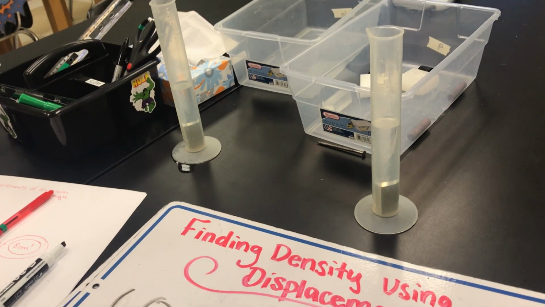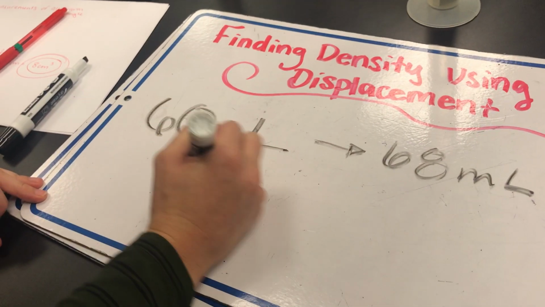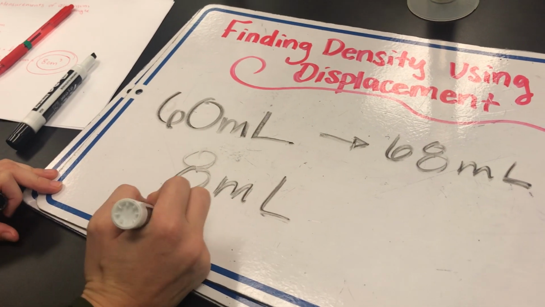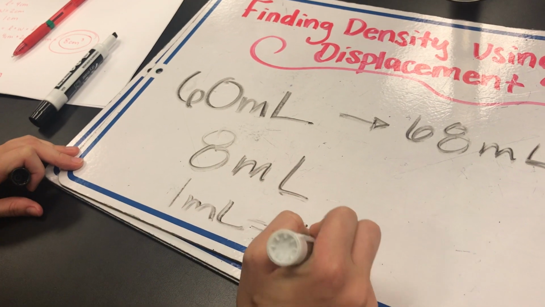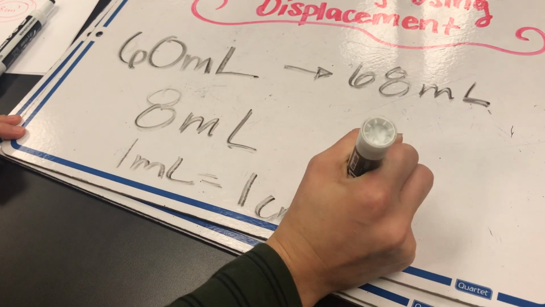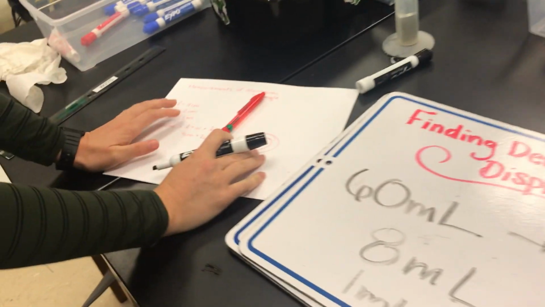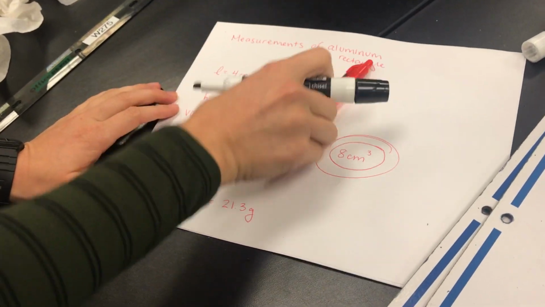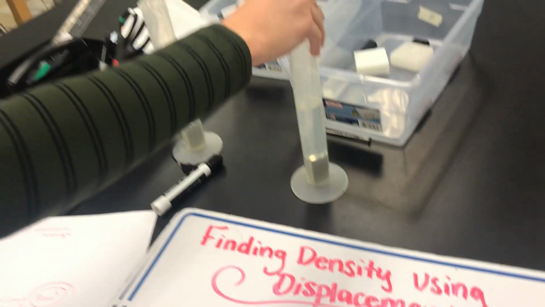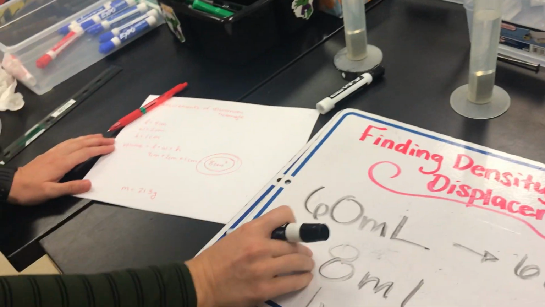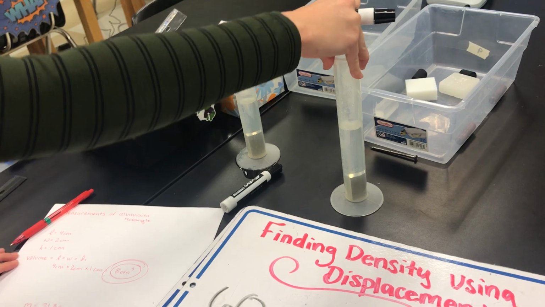How many milliliters did it change by? 8 milliliters. We know that 1 milliliter is equivalent to 1 cubic centimeter, proving that the displacement method works perfectly. 8 centimeters cubed with our known length times width times height, and 8 milliliters worth of volume in this graduated cylinder. So we are able to get a known volume by using the displacement method.